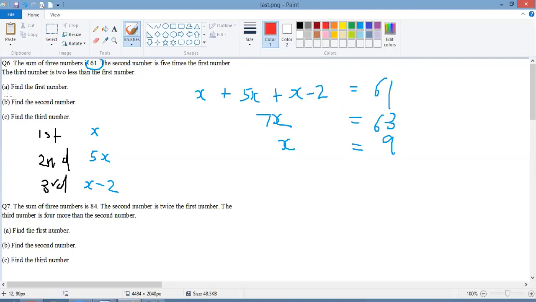Okay, look at 6a, the question: find the first number. So the first number is x. So your x is 9, so your first number is 9. Second number is 5x. So your x value is 9, so 5 times 9, you got 45. So C, the third number is x minus 2. So 9 minus 2 equals 7. So your answer will be 9, 45, and 7.